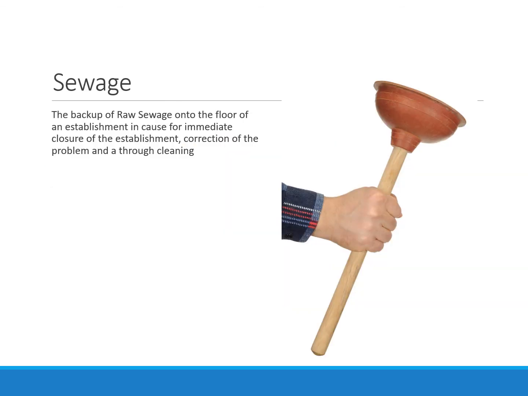Sewage. Now, if you get a clogged pipe, say you don't have a grease trap, and you get sewage backing up on the floor, you have to immediately close and correct the problem while you clean it. You can't operate a restaurant with poop on the floor. Not allowed.